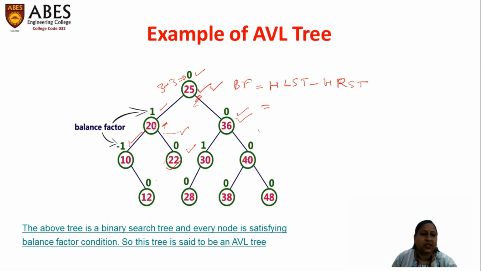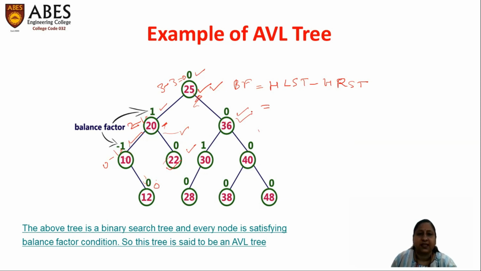Correct. Here let's see. Balance factor is 0, 1, 2. That is 2. 0, 1. 2 minus 1, that is 1. This is what? This is 0 and 1. 0 minus 1, that is equal to -1. Here it is 0. It is 0. It is 0, 1. And so we have calculated the balance factor of each node.